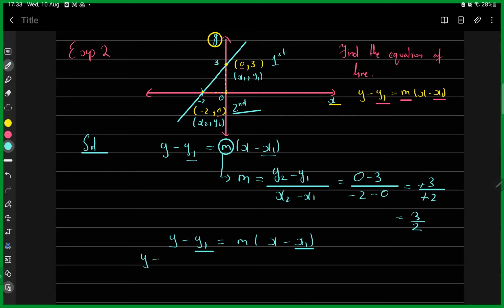It's y minus 0 equals 3 by 2 into x minus, and now the x coordinate is minus 2. And this would be y equals 3 by 2 multiplied by x. It would give me 3 by 2x. And then minus and minus would be multiplied. This would become plus 3 by 2 multiplied by 2 would give me positive 3. And this is going to be the answer.